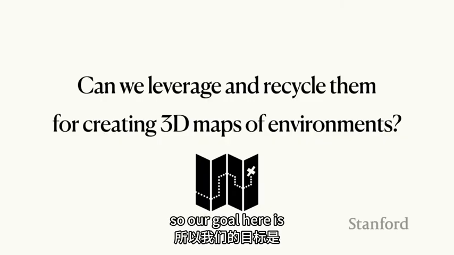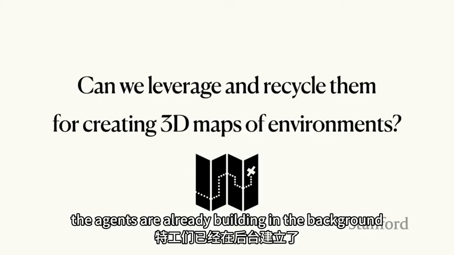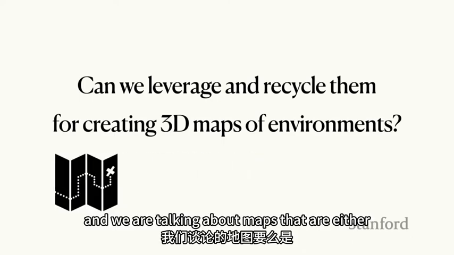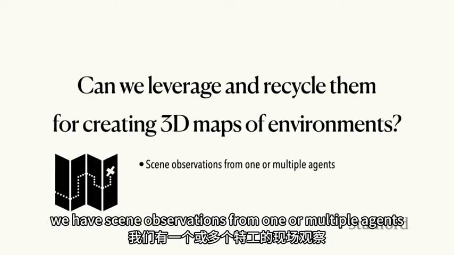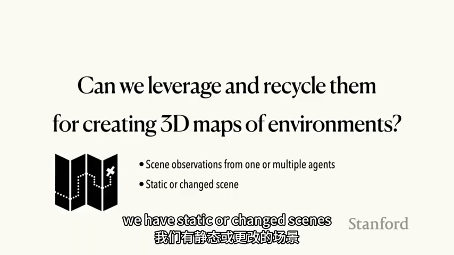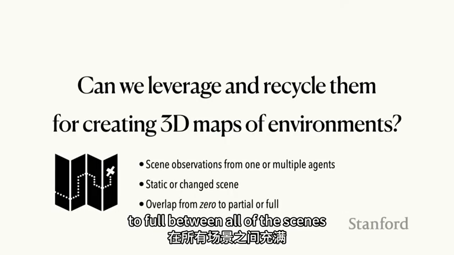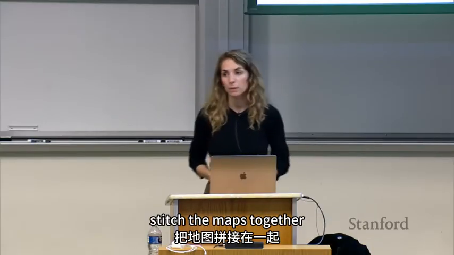So our goal here is, can we leverage the information that the agents are already building in the background in order to create 3D maps of the environments? And we are talking about maps where we have scene observations from one or multiple agents, we have static or changed scenes, and we have overlaps from zero to partial to full between all of the scenes, and we are able to robustly identify how to stitch the maps together.